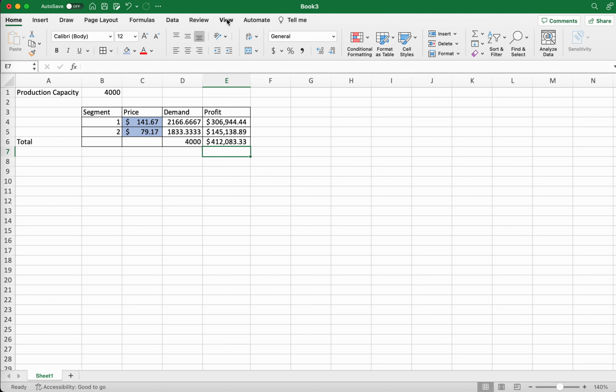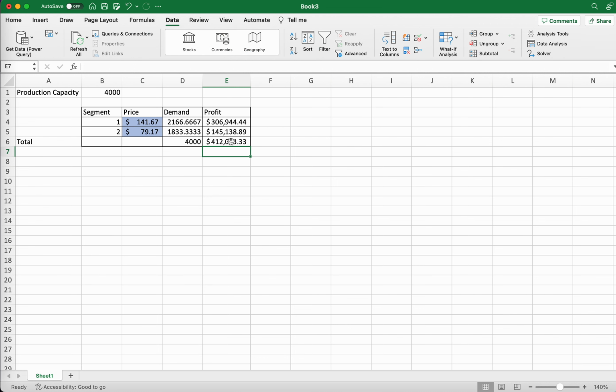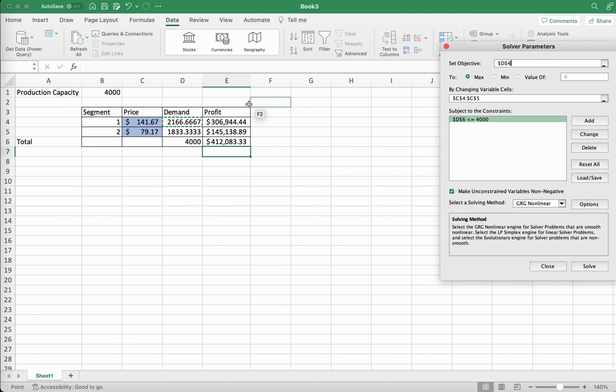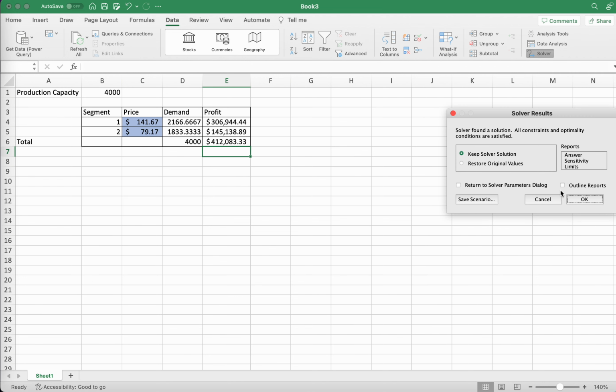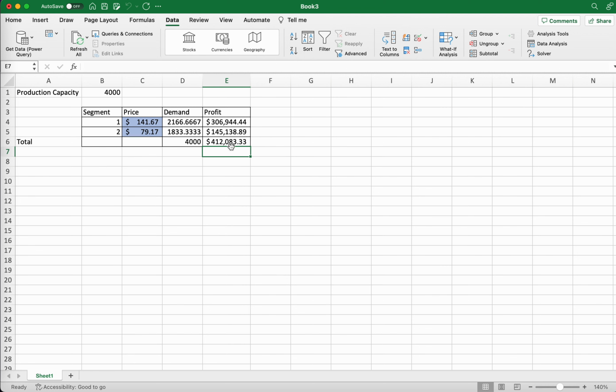But in case you are not sure, you can always go back. Now that I've changed the formula, you can go back to the solver. Everything is the same. Objective is E6. So everything is the same. Just click on solve. There you go. The solution remains the same because that was a constant. So constants don't have effect on anything. So $412,083. That's the total profit that you have.